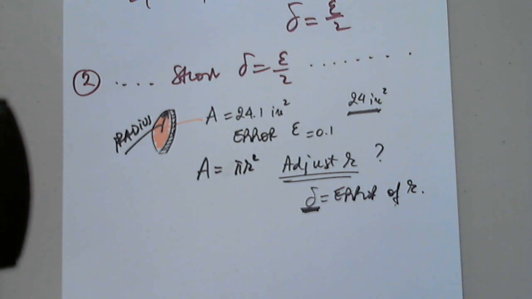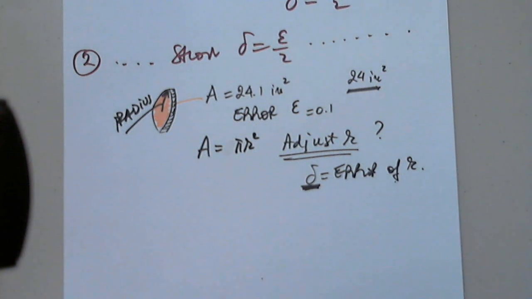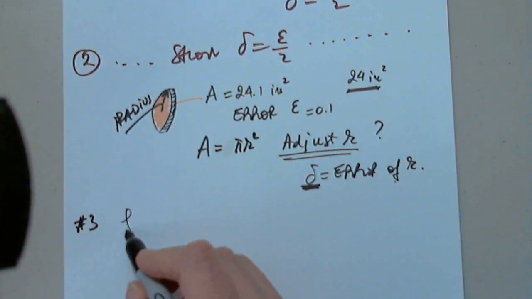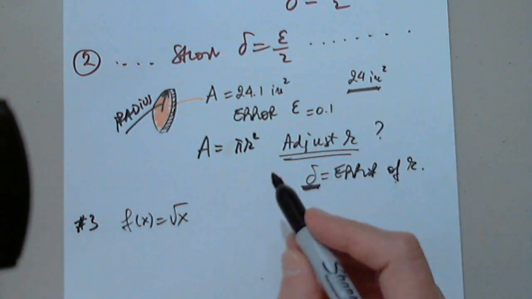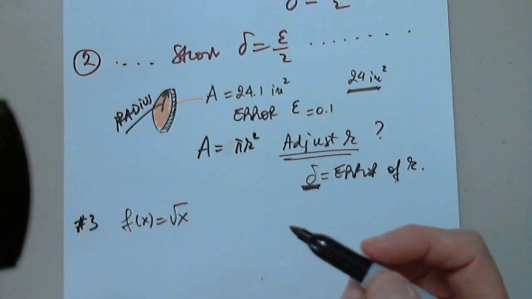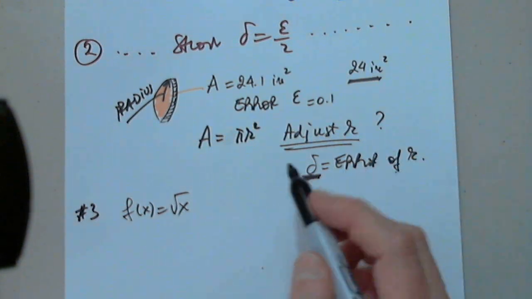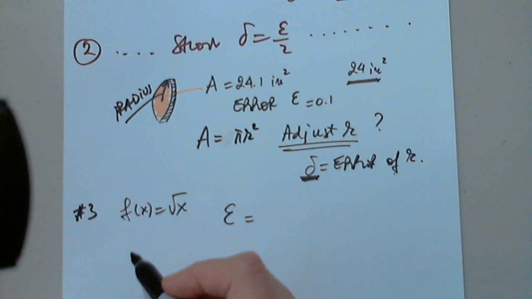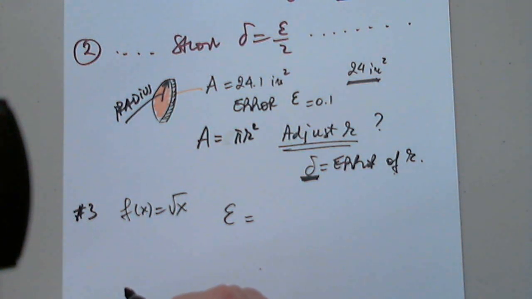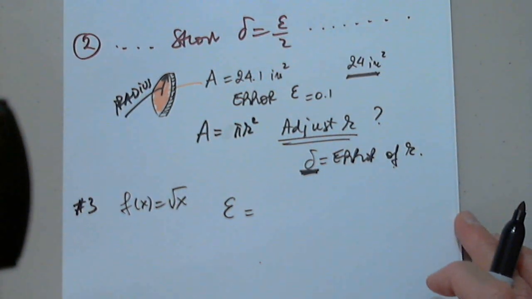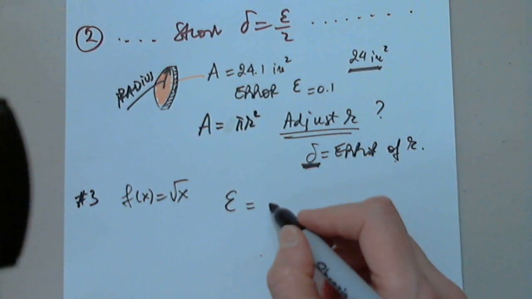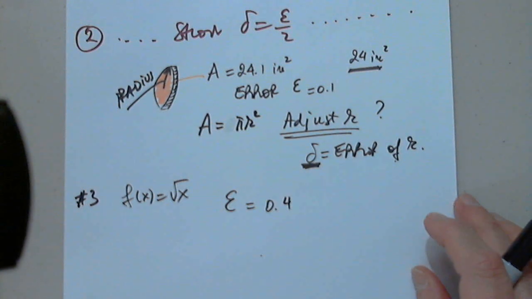Anything else? Other questions? Can we do that as a practice problem? Sure. So let's look at number 3. We are given f of x, which is the square root of x. We're asked to find delta corresponding to the epsilon. I already disclosed that. Can anyone give us the epsilon? What is the error in the function called epsilon? 0.4. 0.4 it is. Good.